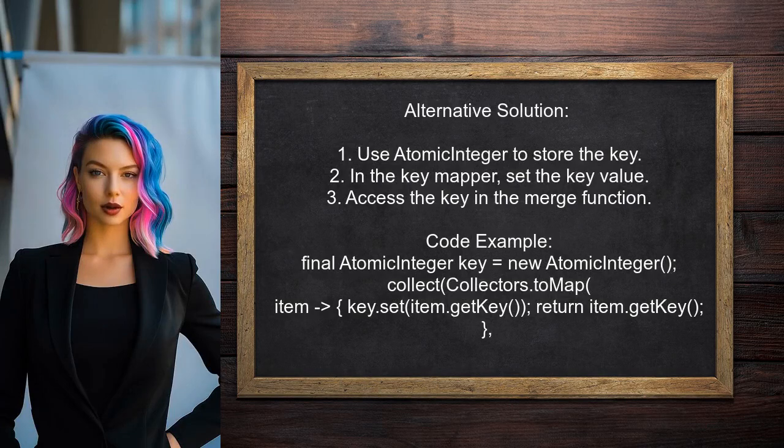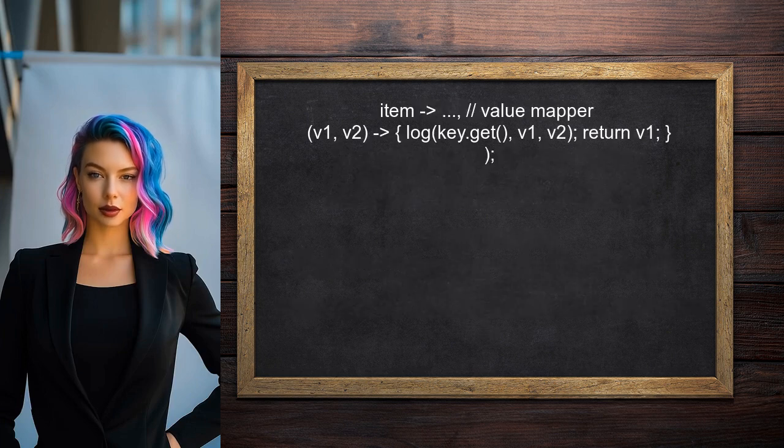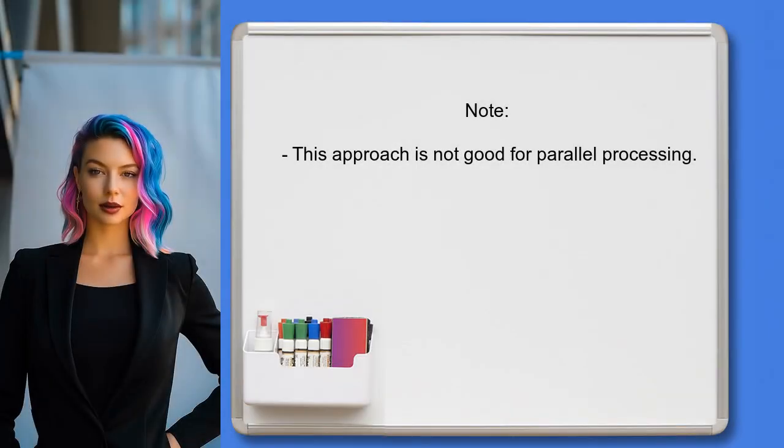An alternative approach to accessing the key in the merge function of Collectors.toMap is to use an atomic integer. This allows you to save the key in the keyMapper function and retrieve it in the merge function. However, it's important to note that this method is not suitable for parallel processing.